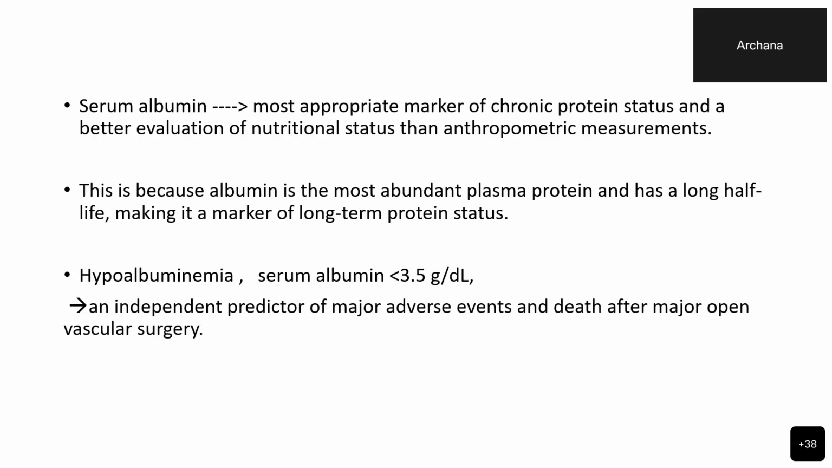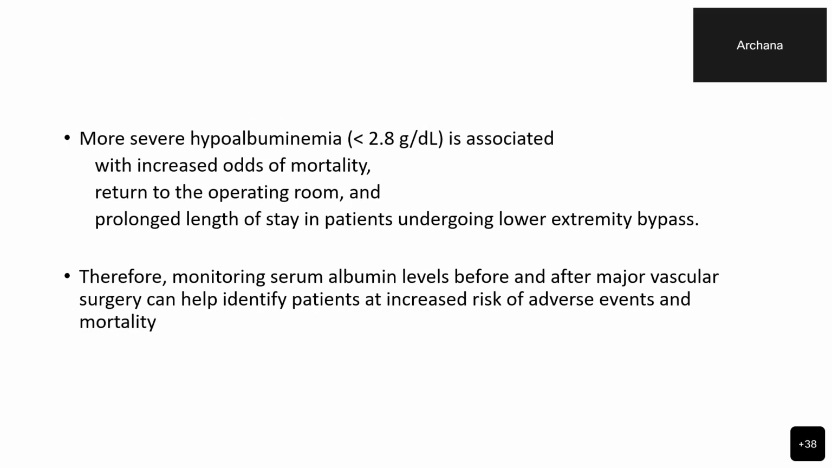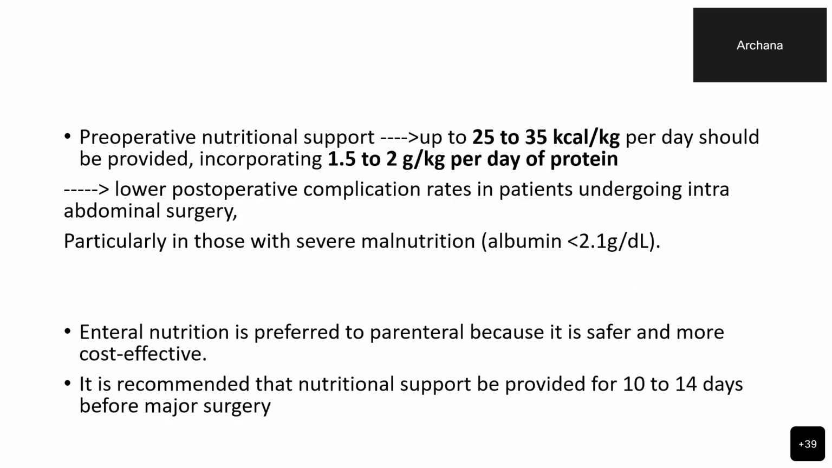So hypoalbuminemia less than 3.5 is an independent predictor of major adverse events and death after open surgery. More severe hypoalbuminemia, less than 2.8, is associated with mortality, return to operating room, and prolonged length of stay in patients undergoing bypasses. Therefore, monitoring of serum albumin levels before and after major vascular surgery can help identify patients at increased risk of adverse events and mortality.